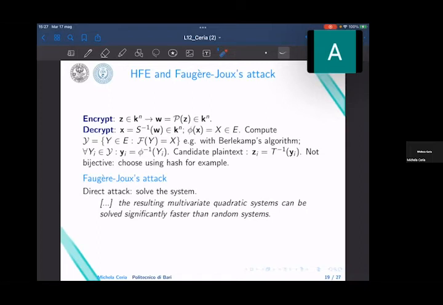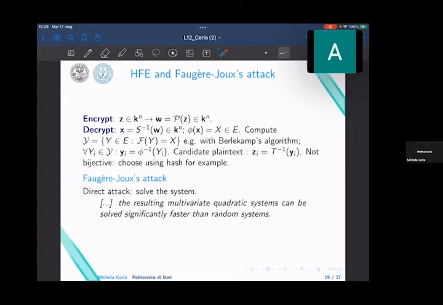In order to decrypt, you have the secret key, so you can invert S. Then you use phi on the result, and you compute the set of all y's such that f of y is equal to z. It will be done by the Berlekamp algorithm that we will see in the next slide. For each of these solutions that you have computed, you can use phi to the minus 1 to move to k to the power n, and apply T minus 1 to these elements to get the candidate plaintexts. Since there is more than one solution, but you want to recover your message, you have to distinguish between them. In particular, you may use hashes.